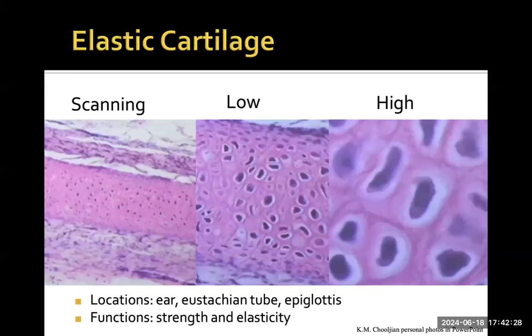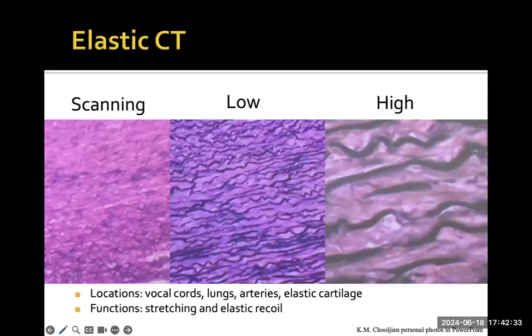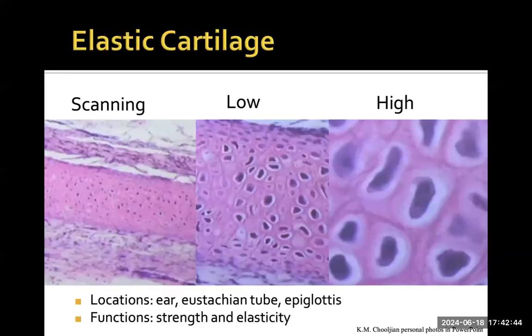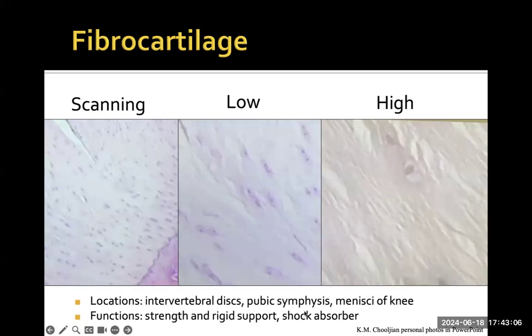Next one is elastic cartilage. You guys will notice that the elastic cartilage stained very, very dark. If I go back a couple of slides, you guys will notice that the elastic connective tissue also stained very dark. So anything that you see that's like a dark navy blue or black, that's a dead giveaway that it's elastic tissue. If it has dark black squiggly lines, it's elastic CT or connective tissue. If it has dark black eyeballs, that's elastic cartilage. And this elastic cartilage could be found in the ear, the eustachian tube, or the epiglottis. And the function here is going to be strength and elasticity.